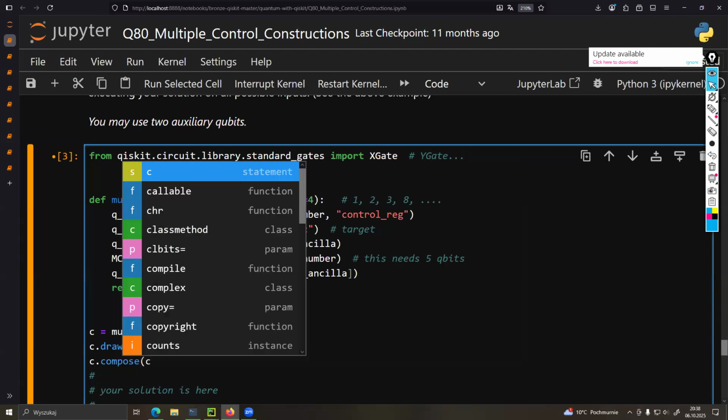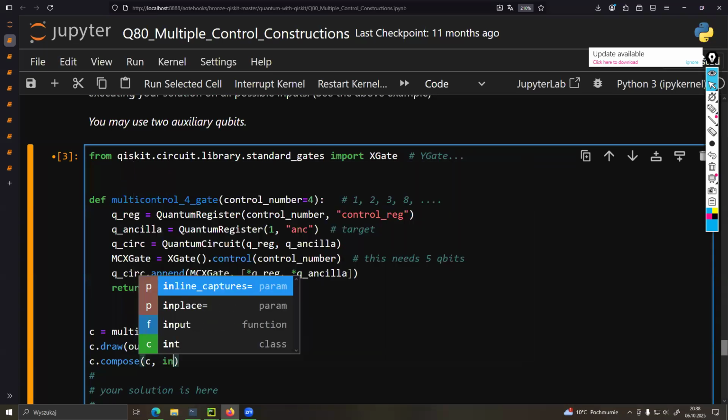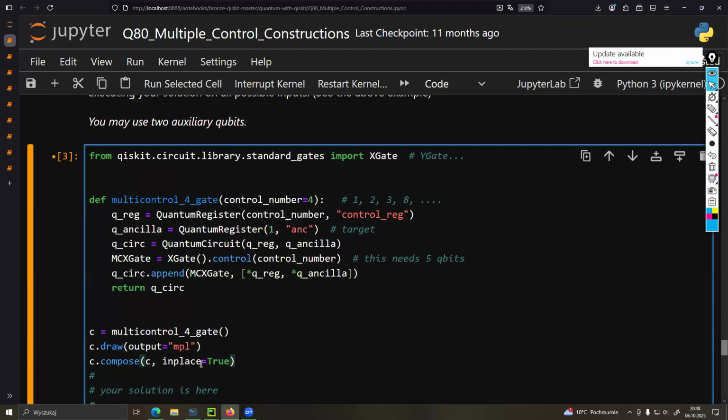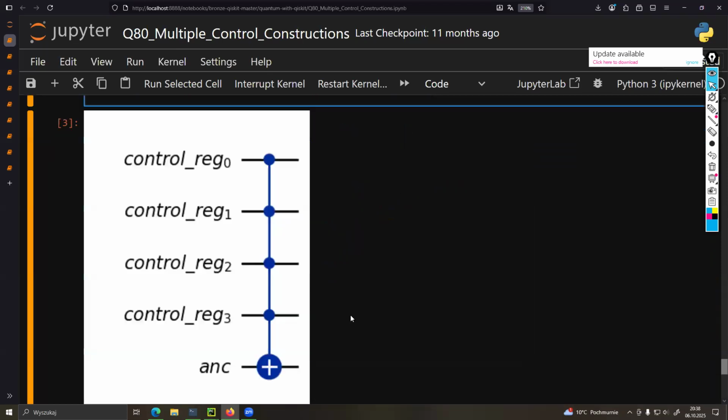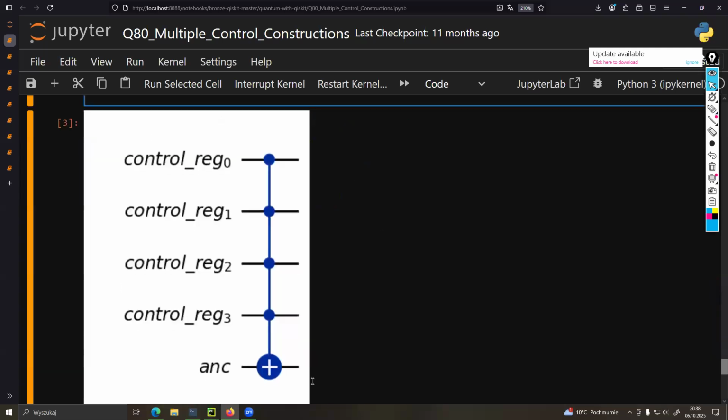So for example, see here yet again, there is also an option, inplace equals true, and it doesn't return anything. It just composes into the main solution that you want to make. And this is our result. So this is way cleaner to prepare.